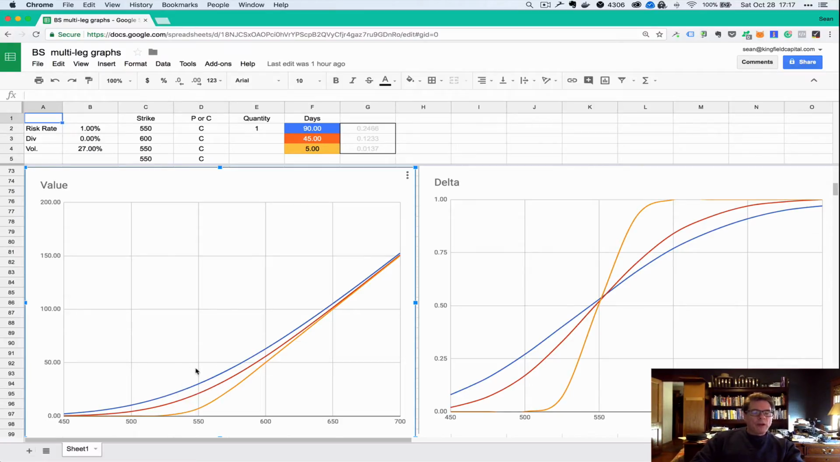Let's quickly look and see what would happen if we bought an at the money option. So again, the 550 strike, 90 days in terms of option life, we pay 30 cents for it. We go up 25 cents. Lo and behold, it's worth 45 cents.